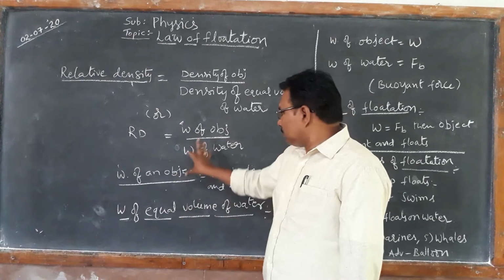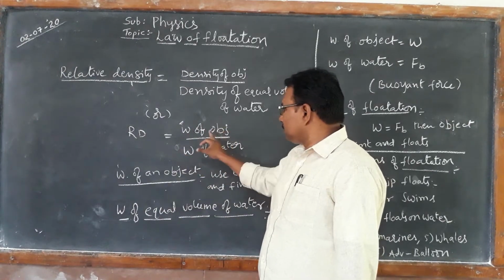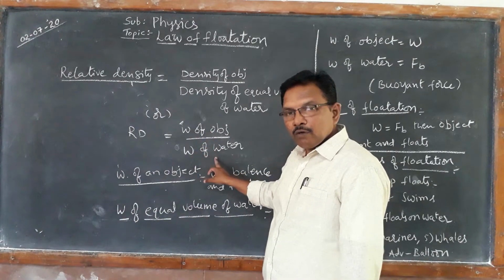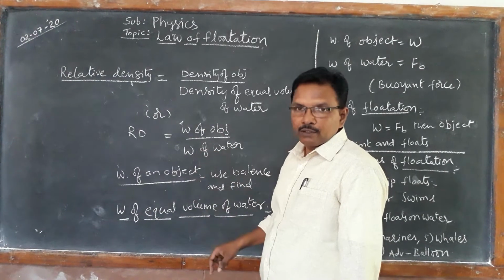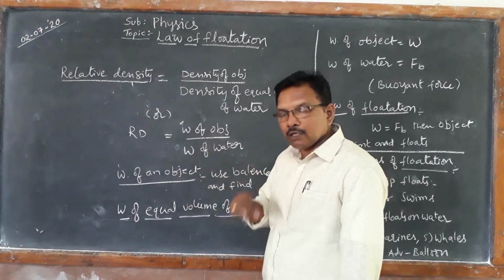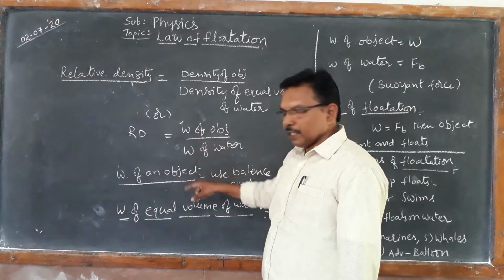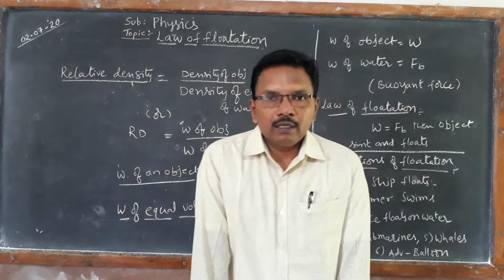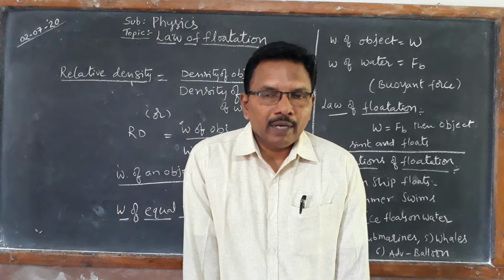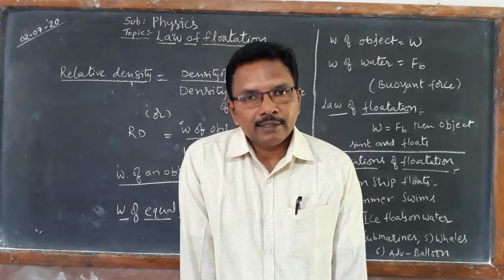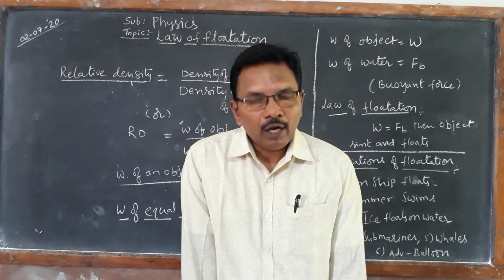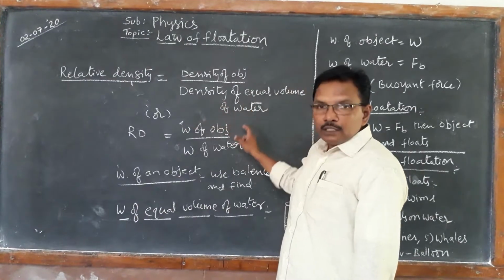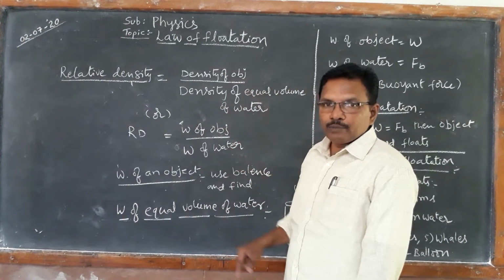Now how do we find this? We will find out the weight of the object and also the weight of the equal volume of water to the object. The object and water must have equal volume. How to find the object weight? By using any simple balance, digital balance, or spring balance, we can find the weight of the object. That is a simple method.